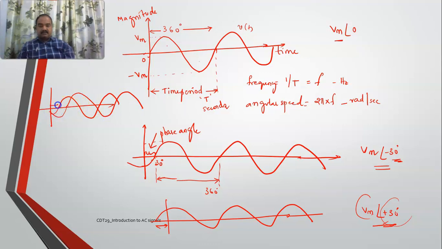See, this is your phi 1 for the first signal, and for the second signal, this is your phi 2. Phi 1 is the phase angle of the first signal, phi 2 is the phase angle of the second signal. The difference between these two is called the phasor difference between the two signals. Understand? And that can be in terms of either degrees or radians.